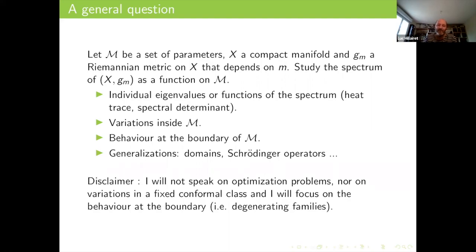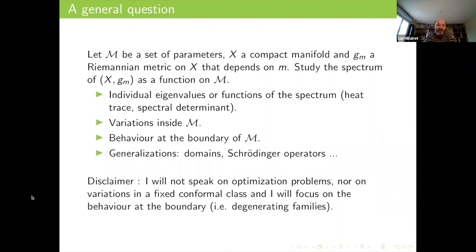We have a set M of parameters and X a compact manifold, and suppose we have Gm, a Riemannian metric on X that depends on M. What we want is to study the spectrum of X equipped with this metric as a function on this set M. This can mean different things. Either we can look at individual eigenvalues or functions of the spectrum, like, for instance, the heat trace or the spectral determinant. And then we can look at variations of this function inside M or the behavior at the boundary of M.